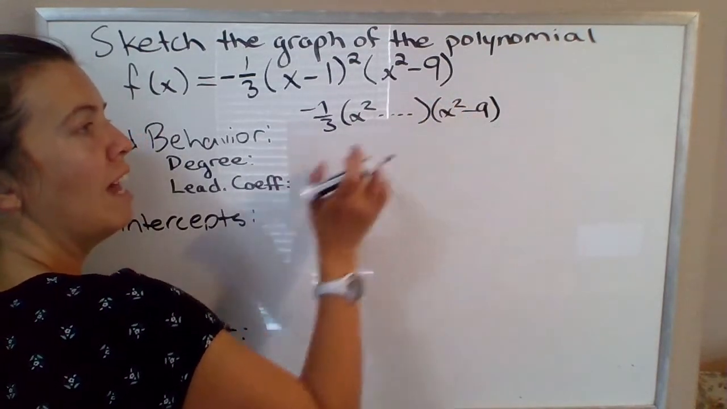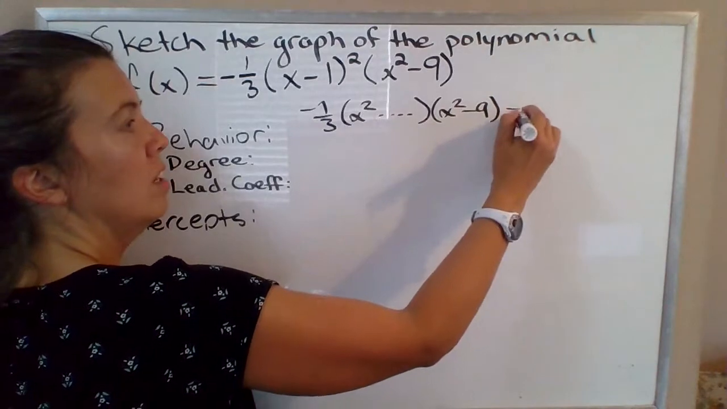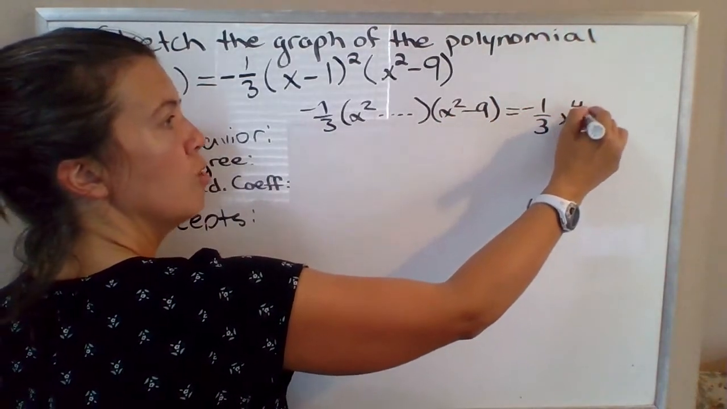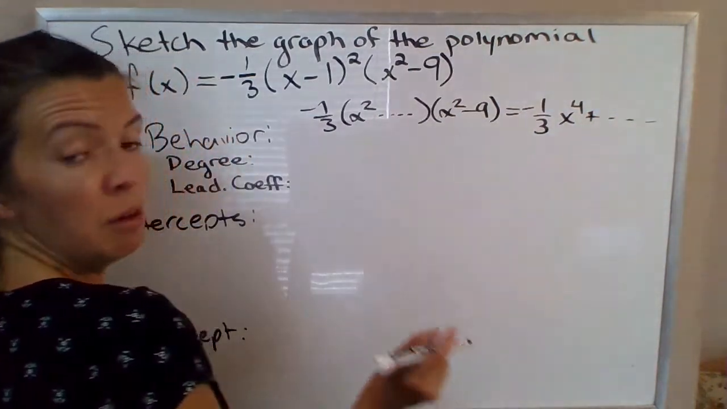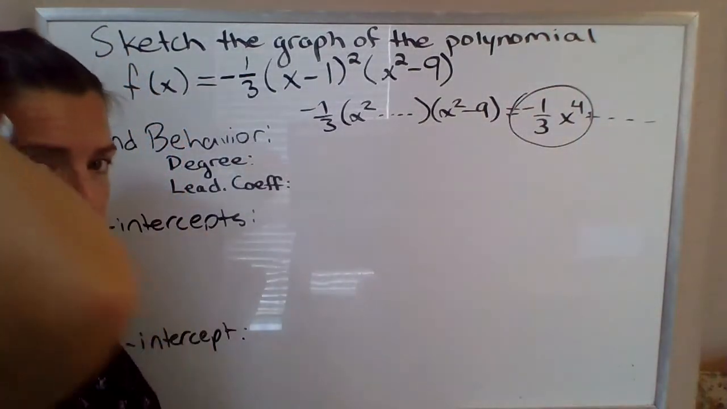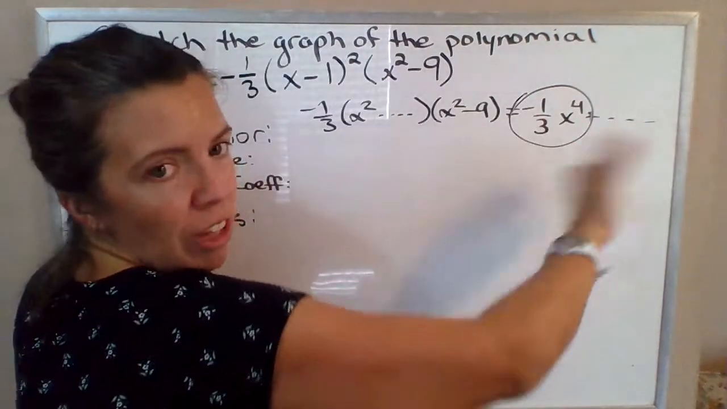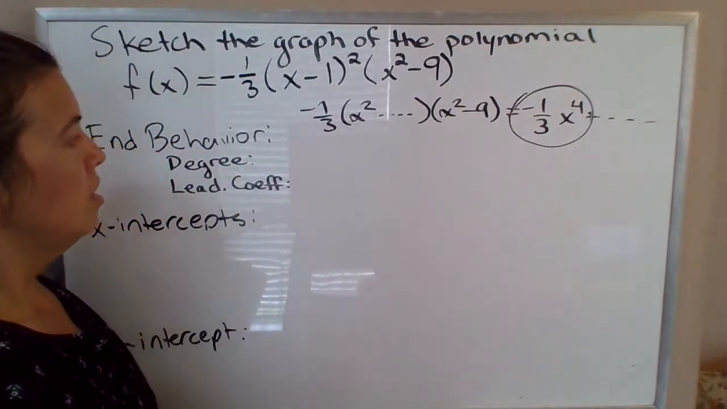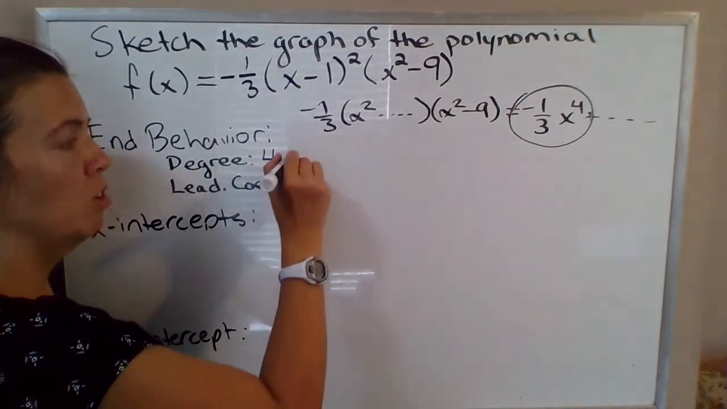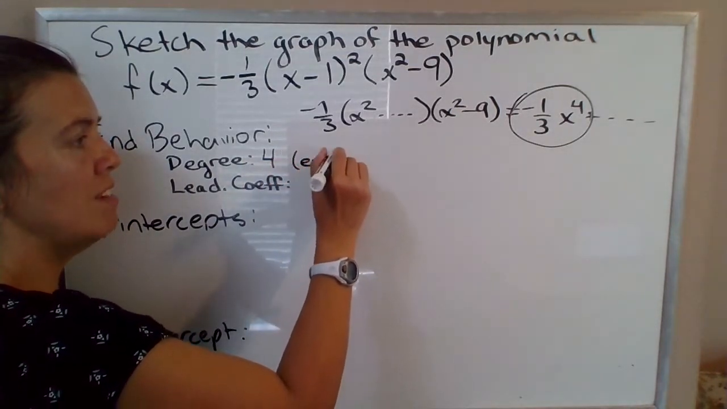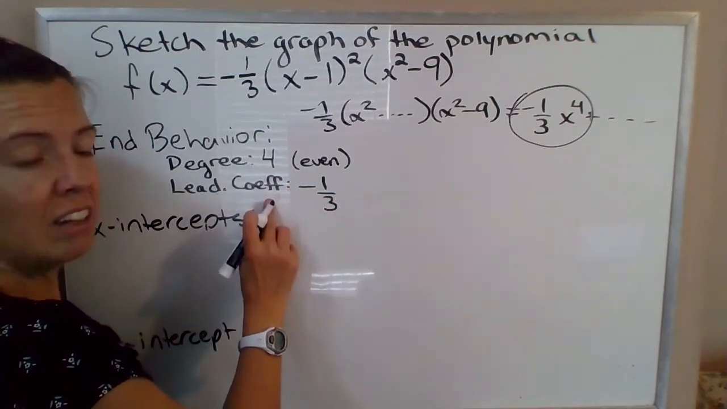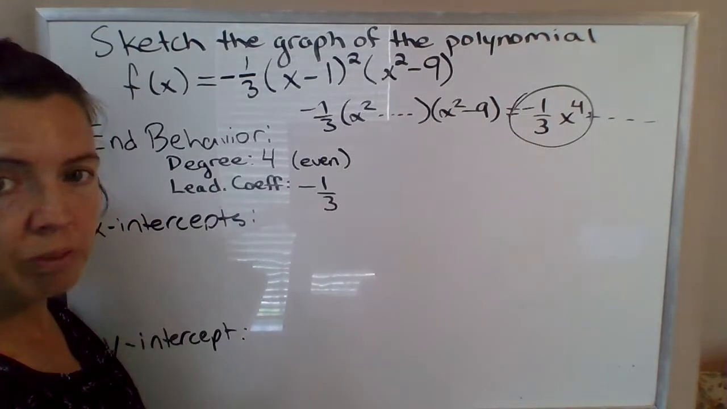So when you multiply that out, your leading term is going to be negative 1/3 times x squared times x squared, which is x to the 4th, and then some other stuff. But with end behavior, we're focused only on the leading term, the negative 1/3 x to the 4th. We don't even need to bother figuring out what all that other stuff is that comes after it. Looking at that leading term, we know that the degree is 4, and the thing to note about the degree is the fact that it's even, and the leading coefficient is negative 1/3. So the thing to note about that is that it's got a negative leading coefficient.